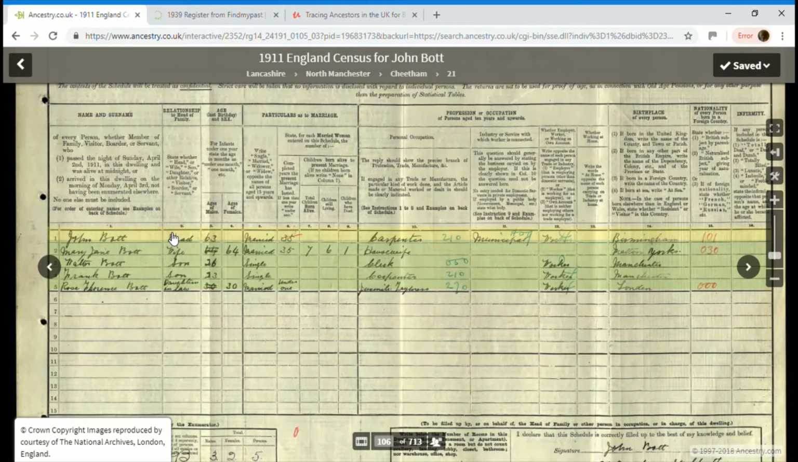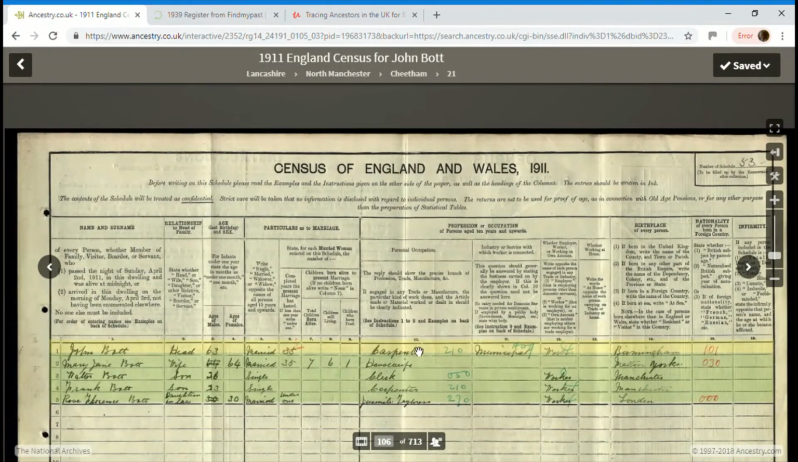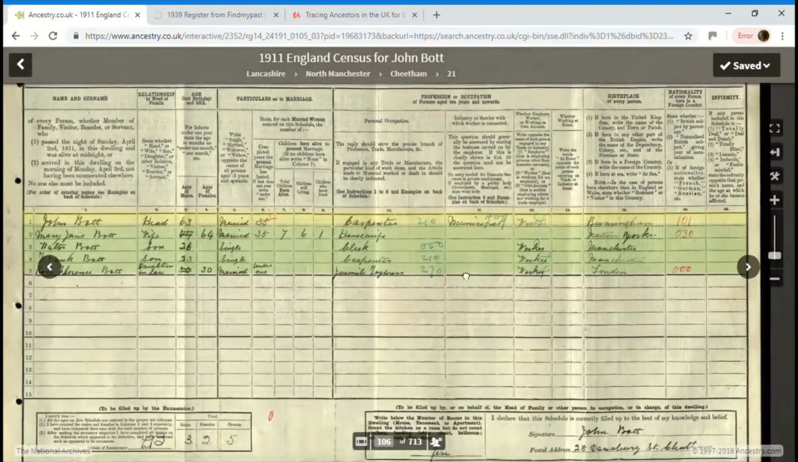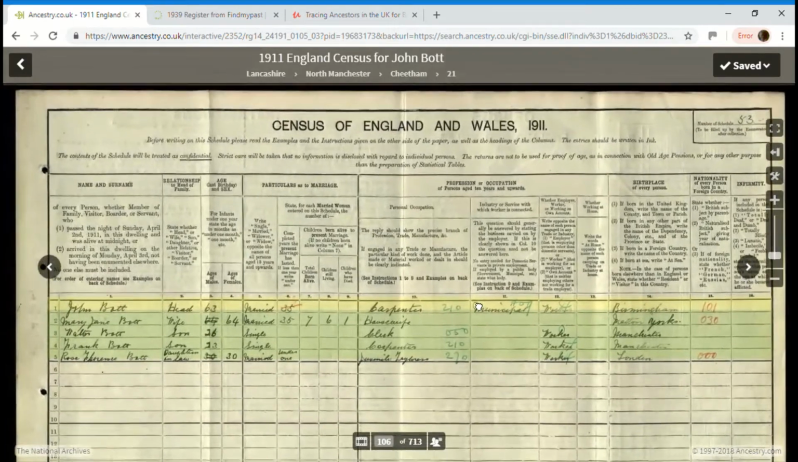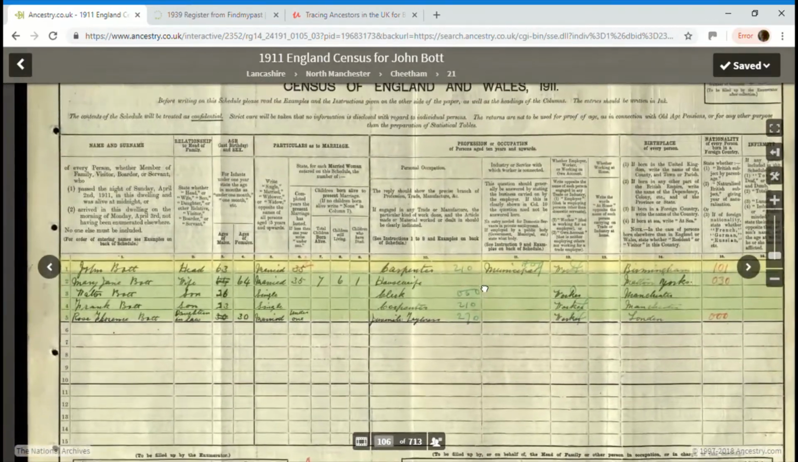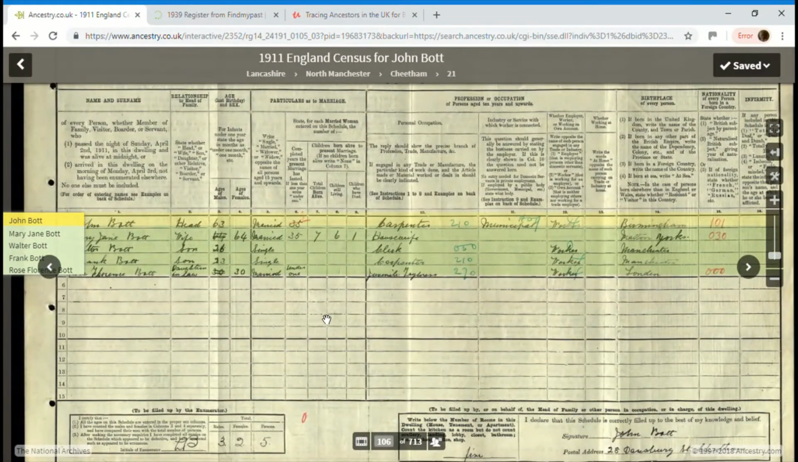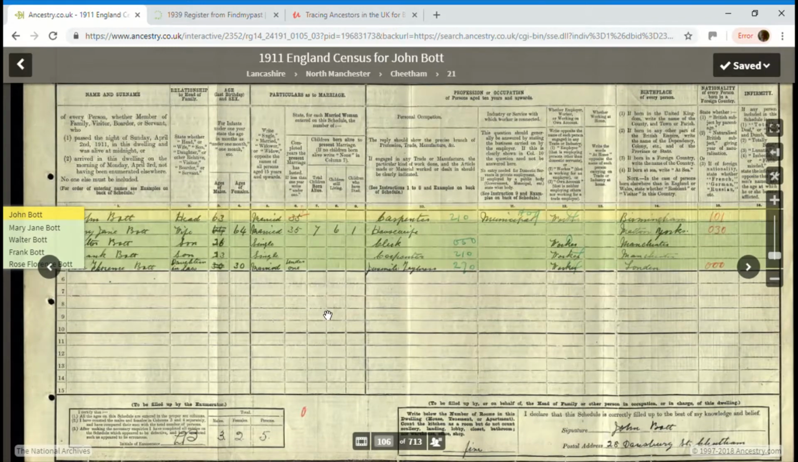Right, here we are. So, this is what the 1911 census looks like. It's quite different from all the other census records you will see at the moment, although I am guessing that the 1921 census records will look fairly similar. Okay, so one of the major differences is that you have a household to one page.